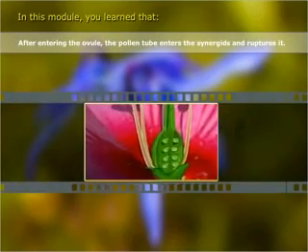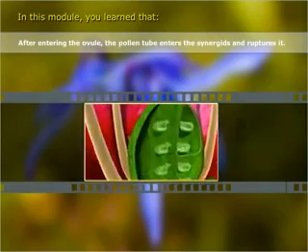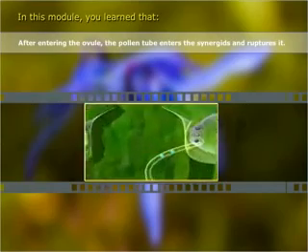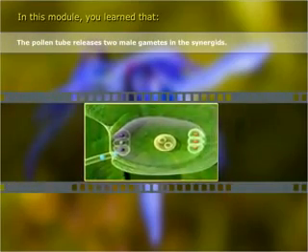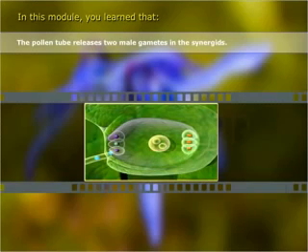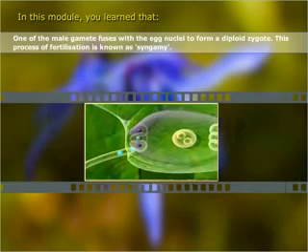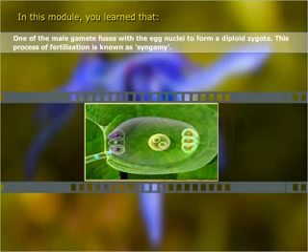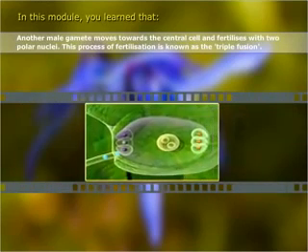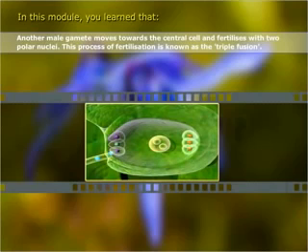After entering the ovule, the pollen tube enters the synergids and ruptures them. The pollen tube releases two male gametes in the synergids. One of the male gametes fuses with the egg nucleus to form a diploid zygote. This process of fertilization is known as syngamy. Another male gamete moves towards the central cell and fuses with two polar nuclei. This process of fertilization is known as triple fusion.